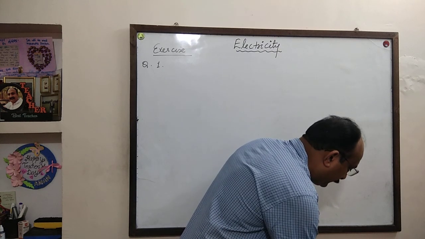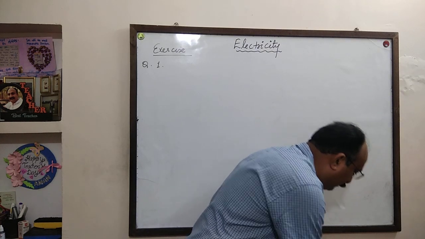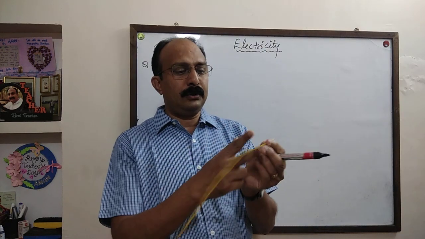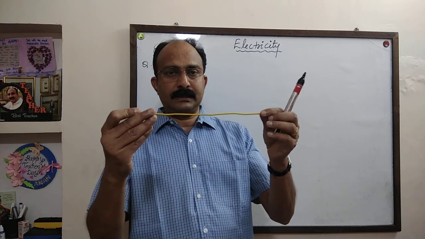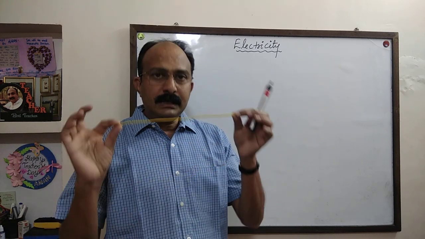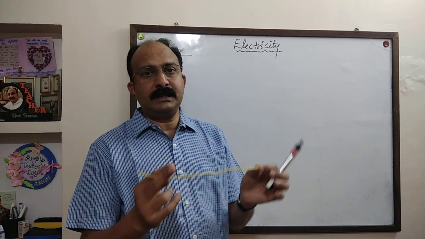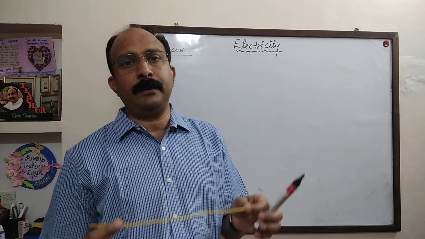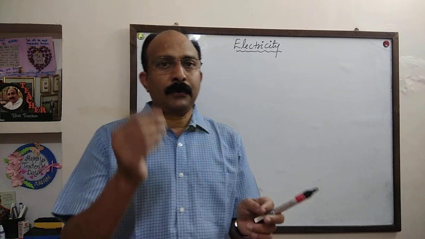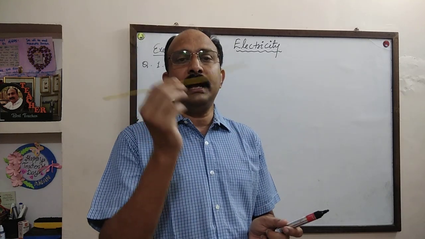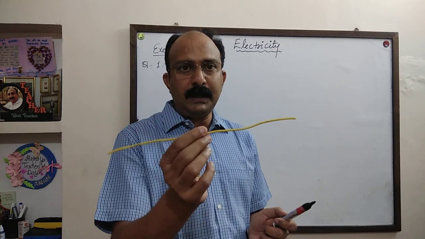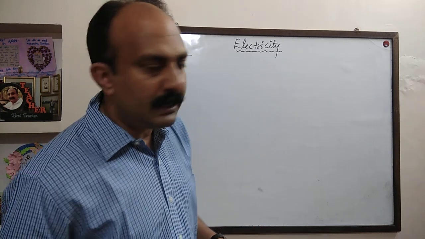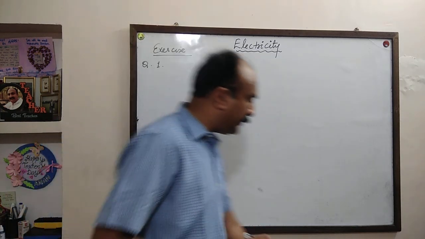I repeat the question. A piece of wire of resistance capital R is cut into 5 equal pieces. When a wire is cut into 5 equal pieces, what happens to its length? Each length will become L upon 5. We have already studied that if only L is changing, L is directly proportional to R. So when length becomes L upon 5, R will also become R upon 5. So the resistance of each piece will be R upon 5.